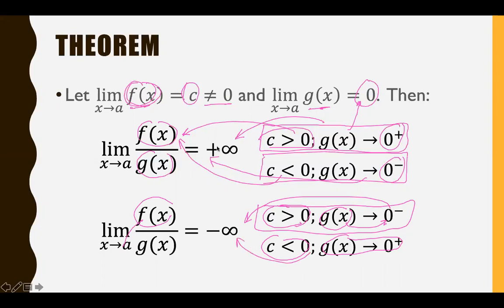Again, I just want to emphasize, what we'll be doing here is we need to solve the value of our f of x as x approaches a. After solving that, we need to analyze whether that value is greater than 0 or lesser than 0. Afterwards, let's analyze our denominator, because the denominator will be equal to 0, and determine whether our g of x is approaching 0 from the right or 0 from the left.